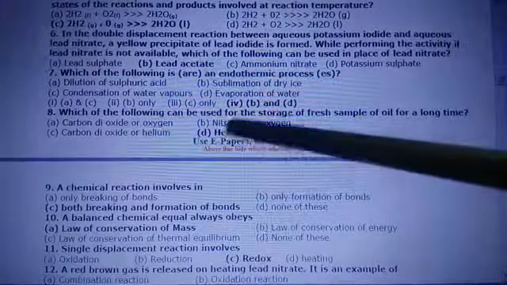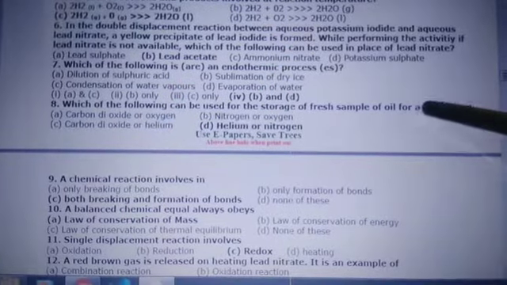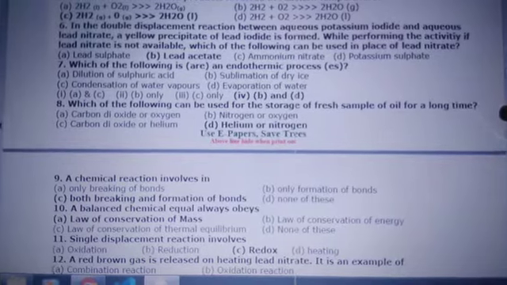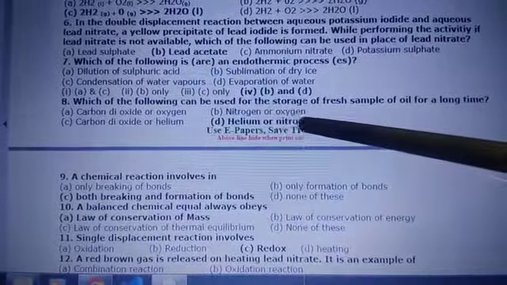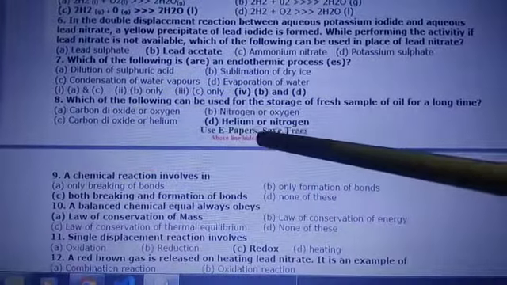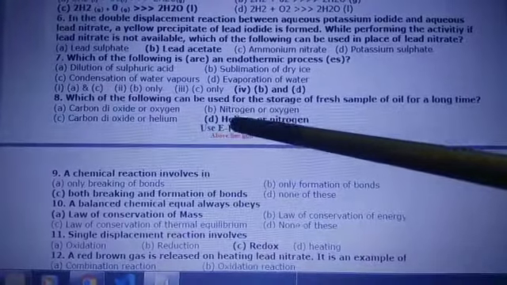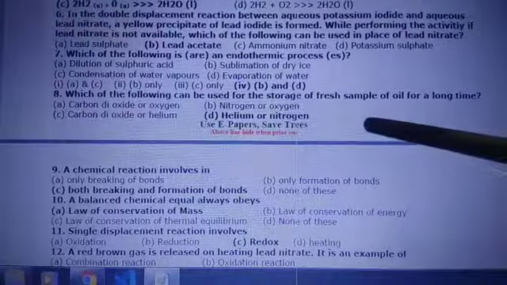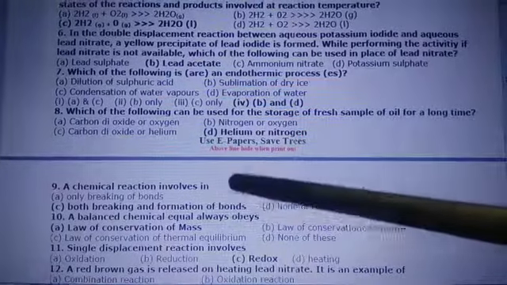Eighth one. Which of the following can be used for the storage of a fresh sample of oil for a long time? A. Carbon dioxide or oxygen. B. Nitrogen or oxygen. C. Carbon dioxide or helium. D. Helium or nitrogen. The correct answer is D. Helium or nitrogen.